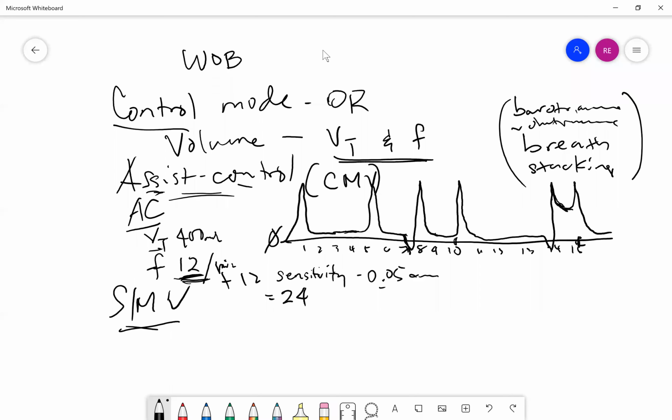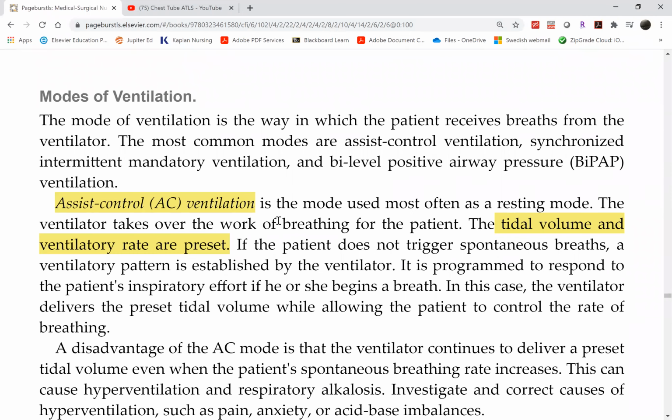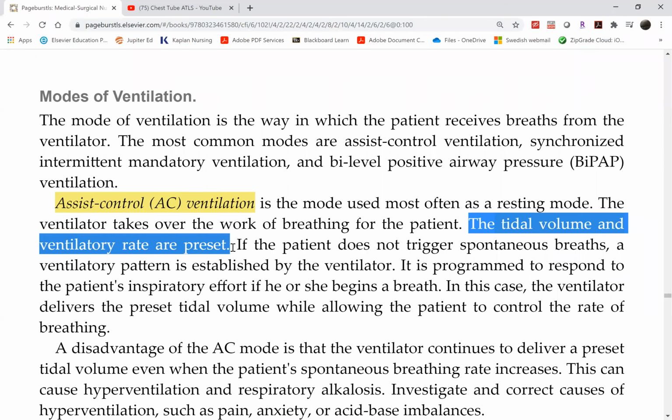Okay, so let's go to your textbook. That is what it means here. So the patient on an AC mode has a preset tidal volume and a preset rate. If the patient doesn't breathe, no problem.